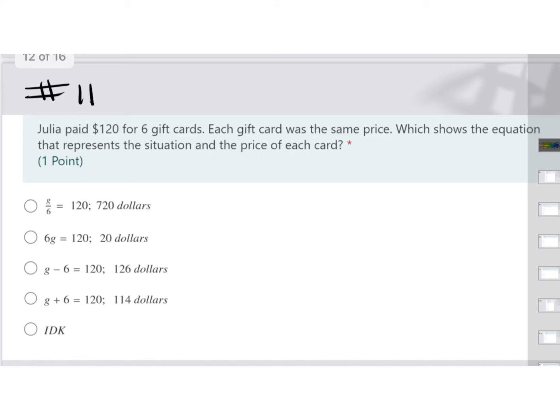Right, this one says Julia paid $120 for 6 gift cards. Each gift card was the same price. Which equation represents the situation? And then what is the price of each card?